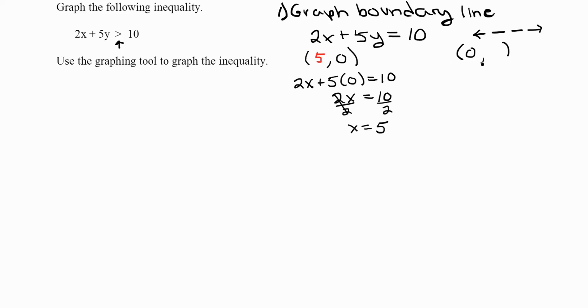Now let's do the same thing for the y-intercept. The place where it intersects the y-axis, the x value is going to be 0. So we're going to substitute in 0 for x. So 2 times 0 plus 5y equals 10. 2 times 0 is 0, so that leaves us with 5y equals 10. Divide both sides by 5, and we're left with y equals 2. So our y-intercept value is y equals 2, the point (0, 2).